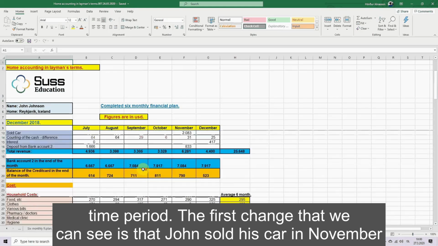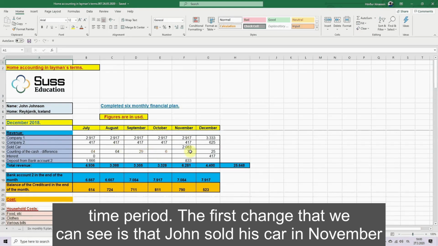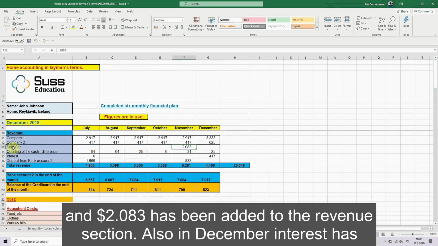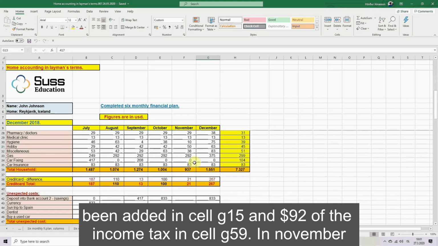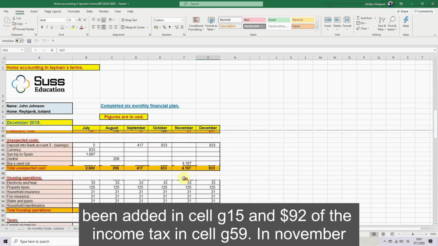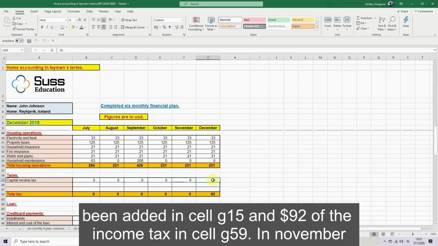The first change that we can see is that John sold his car in November, and $2,083 has been added to the revenue section. Also, in December, interest has been added in cell G15, and $92 of income tax in cell G59.